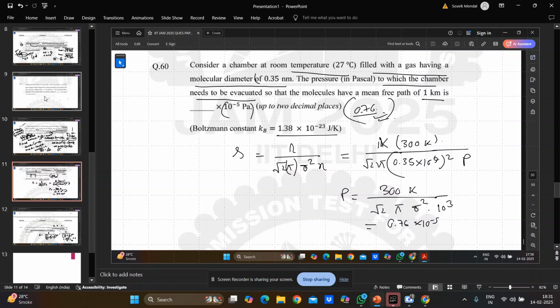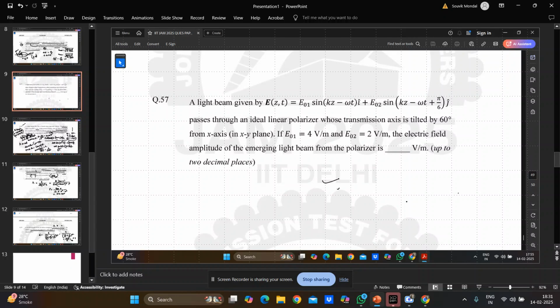Problem 57, I am not able to get it, I mean, I am a bit confused. I am not sure because of this angle. Maybe I have forgotten this polarization part a little bit. So if somebody matches this and gets the right solution, then please comment.